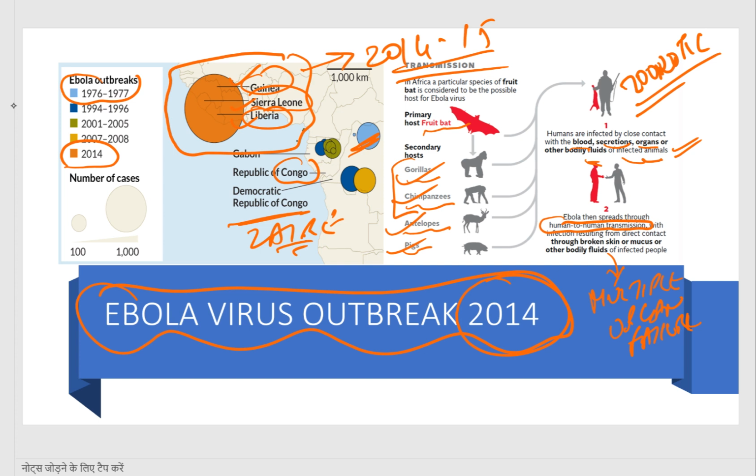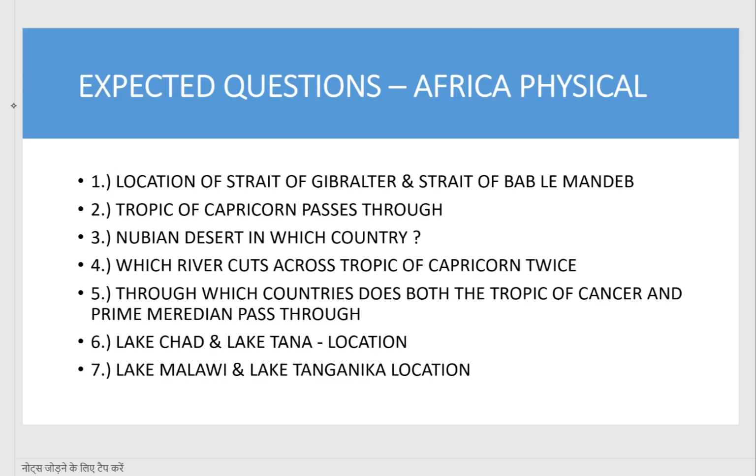So that was all about the physical features of Africa and some contemporary aspects. In the coming video, we are going to cover the political aspects of Africa and some remaining current affairs. We will end this session with the expected questions which can be asked from these topics.